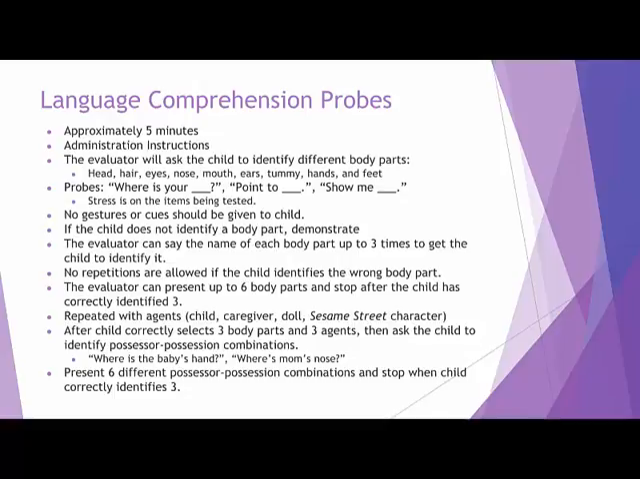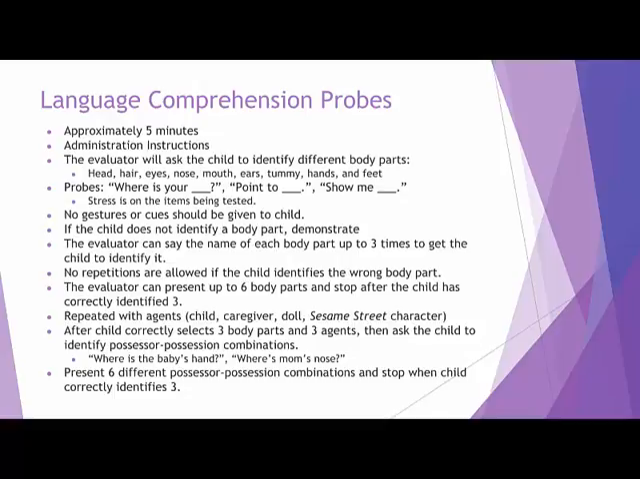It is crucial that no gestures or cues are given by the evaluator that may guide the child's responses in order to assure that linguistic comprehension is being measured. If the child does not identify a body part, the evaluator will demonstrate one body part by showing the child where it is and then having the child find it. This demonstration item cannot be counted as a correct item.